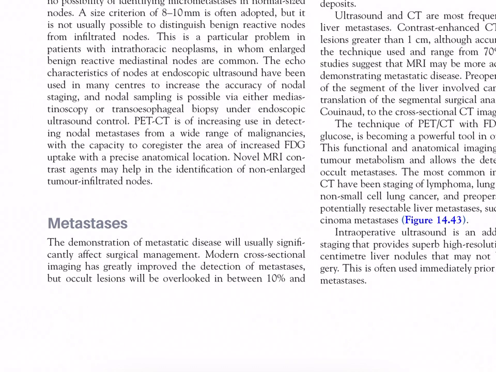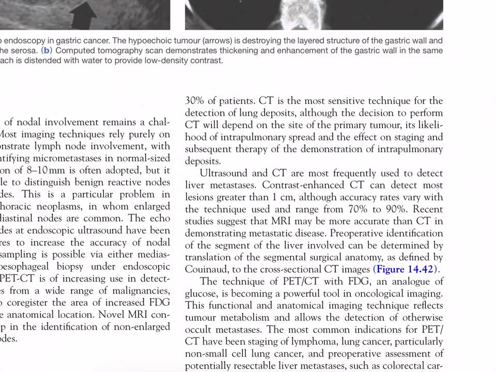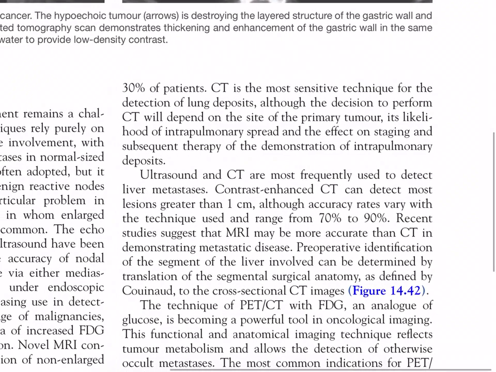Metastasis. The demonstration of metastatic disease will usually significantly affect surgical management. Modern cross-sectional imaging has greatly improved the detection of metastasis, but occult lesions will be overlooked in between 10 and 30% of patients. CT is the most sensitive technique for the detection of lung deposits, although the decision to perform CT will depend on the site of the primary tumor, its likelihood of intrapulmonary spread and the effect on staging and subsequent therapy of the demonstration of intrapulmonary deposits.